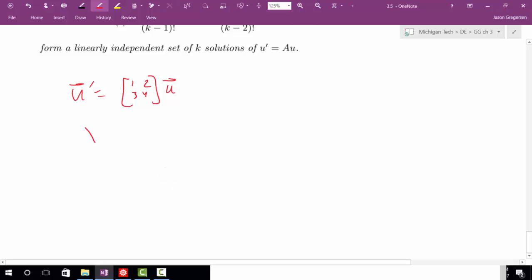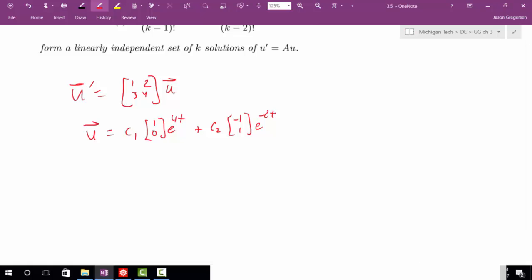In the distinct case, we get solutions that look like this. C1, making stuff up here, e to the 4t, C2, negative 1, 1, e to the negative 2t, right? They have this form as their general form. But this u here, this vector function, we think of as u1(t) and u2(t) if it's being generated from a system of equations.